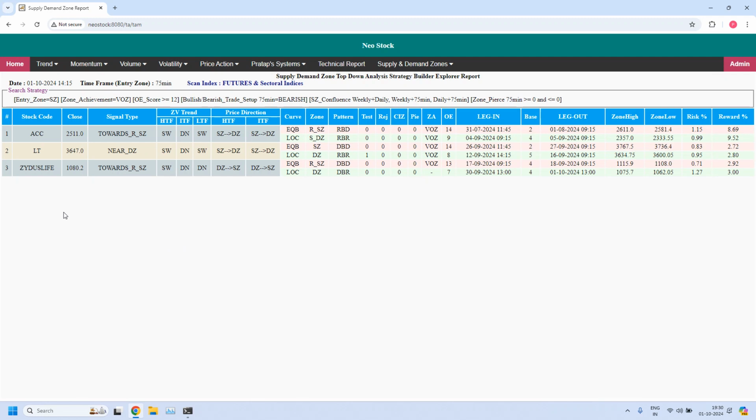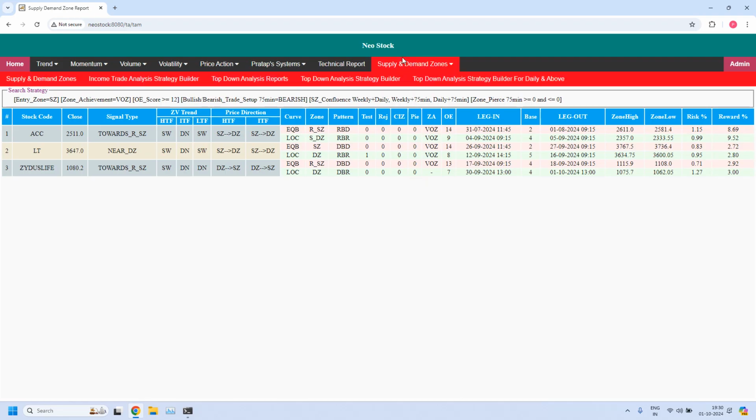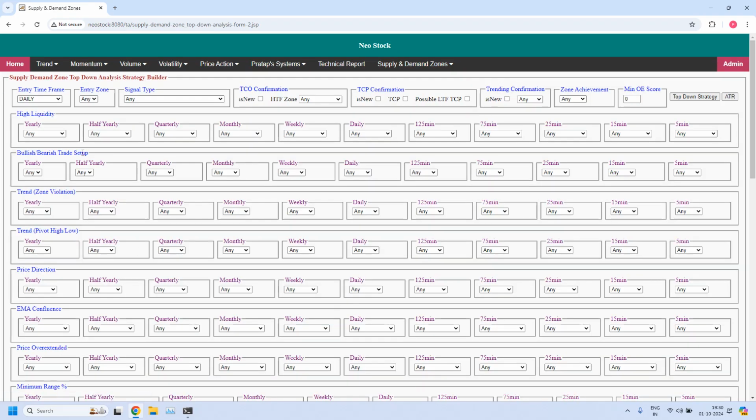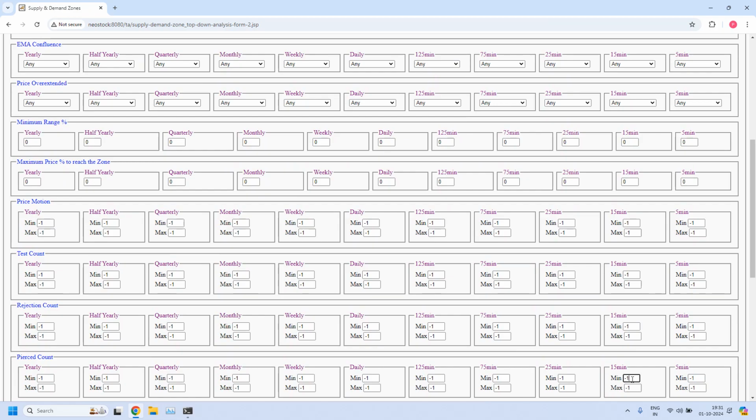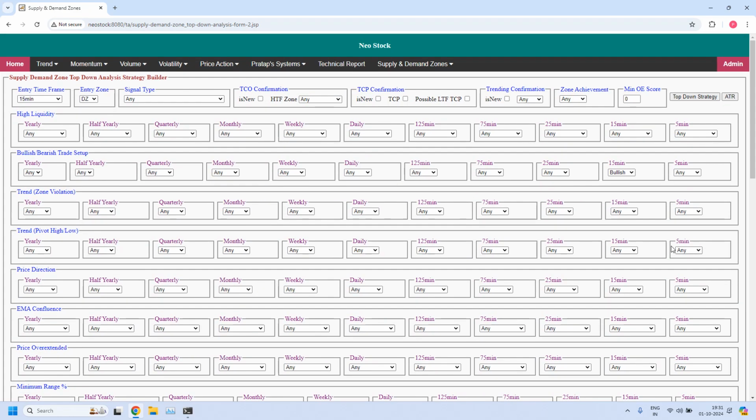Okay, this is about bearish trade setup for weekly income trade. Next, bullish trade setup for hourly income trade. Entry time frame is 15 minutes. Entry zone, demand zone. In bullish or bearish trade setup at 15, I am selecting bullish. And then this 15 minutes demand zone should not be pierced. So in the pierced count, at 15 minutes time frame, I am setting minimum value 0, maximum value 0.